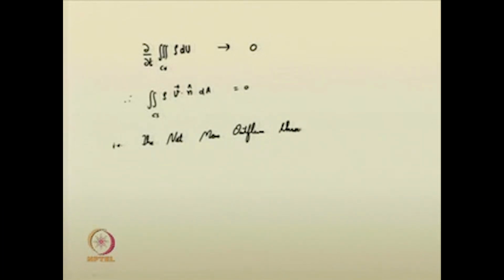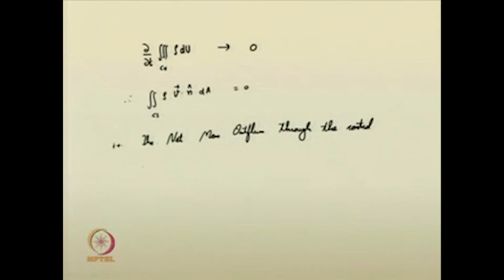That is, the net mass outflux through the control surfaces of the hydraulic jump volume will be 0. That is the meaning of the entire equation now.